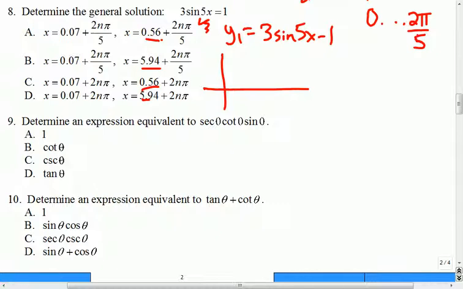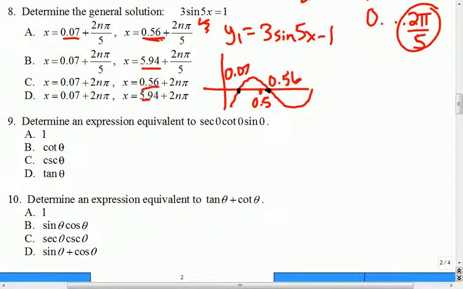And basically it looks kind of like this. And here's a half. So the two solutions that I'm looking at are these ones here, a little more than a half, and that first one. So it's going to end up being these two values that are my two initial solutions, and 0.56. And the period of this graph, we just said, it has a period of 2 pi over 5, so it's definitely this one, A, because it has the correct period for the general solution.